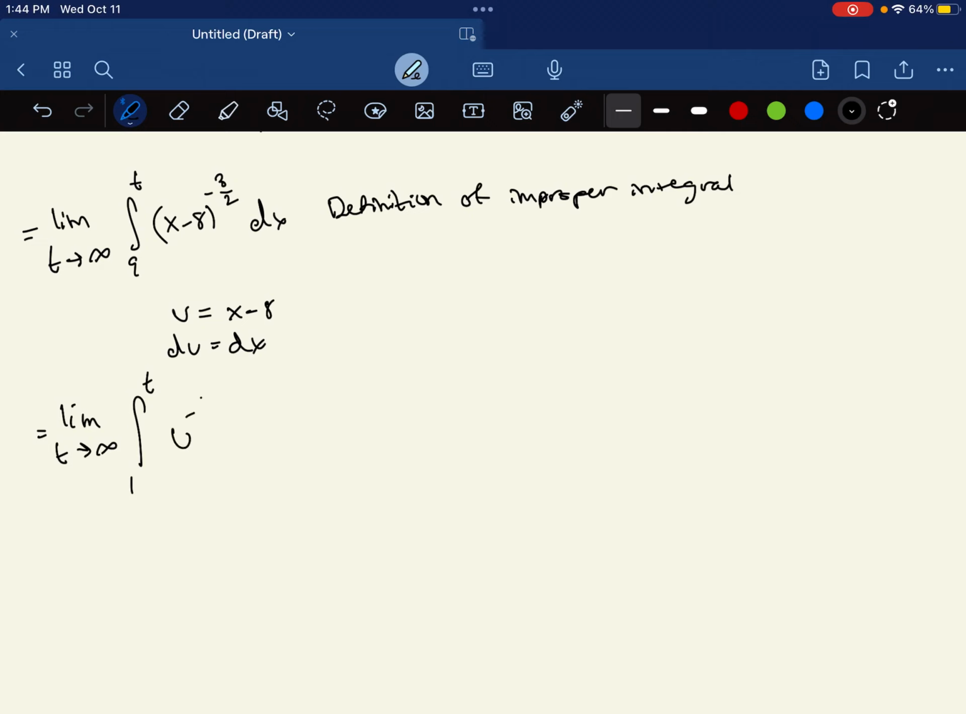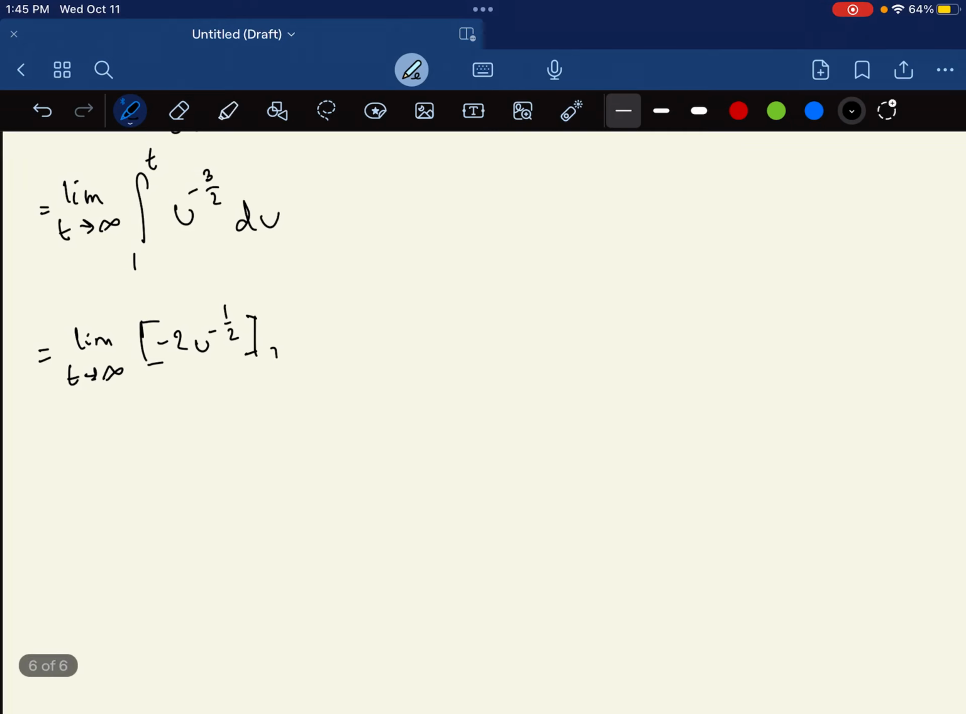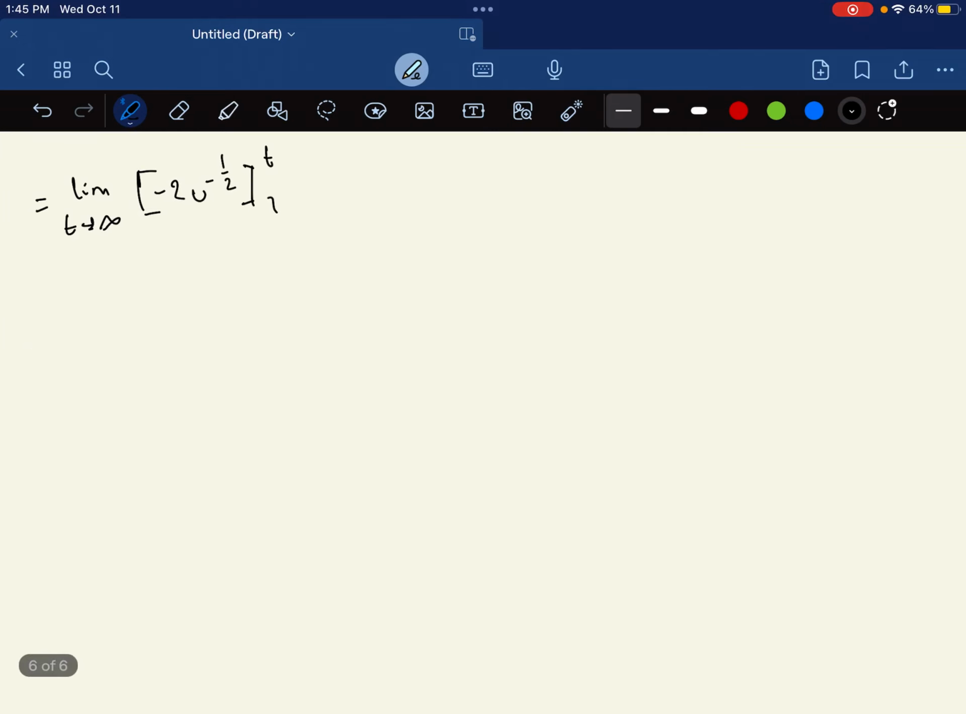And we get u to the negative 3/2 du, and this becomes the limit as t approaches infinity of the integral of u to the negative 3/2. If we add 1 first to the power, that becomes negative 1/2, and divide by that, that's negative 2 times u to the negative 1/2, and evaluate from 1 to t.